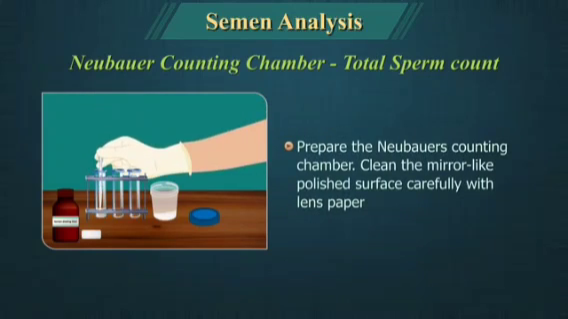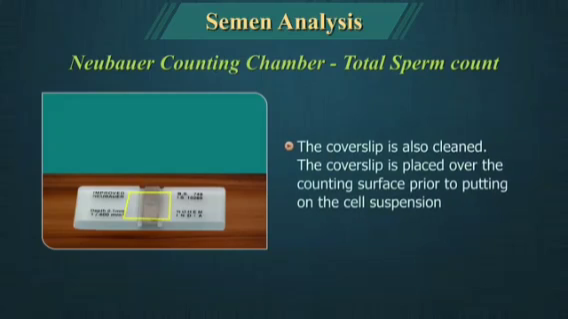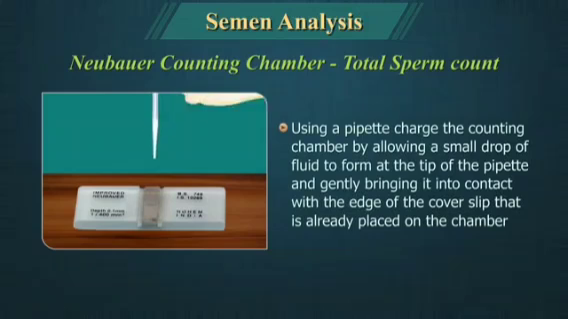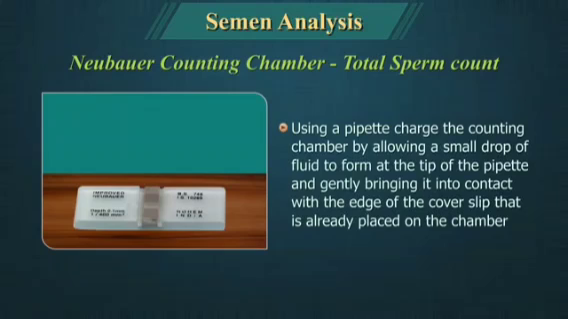Prepare the Neubauer's counting chamber. Clean the surface carefully with lens paper. The cover slip should also be cleaned. The cover slip is placed over the counting surface prior to putting the cell suspension. Using a pipette, charge the counting chamber by allowing a small drop of fluid to form at the tip of the pipette and gently bringing it into contact with the edge of the cover slip, which is already placed on the chamber.